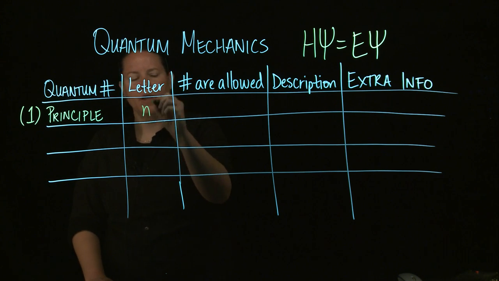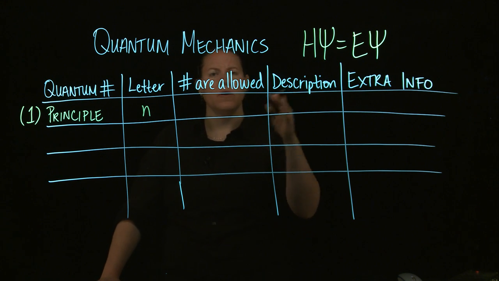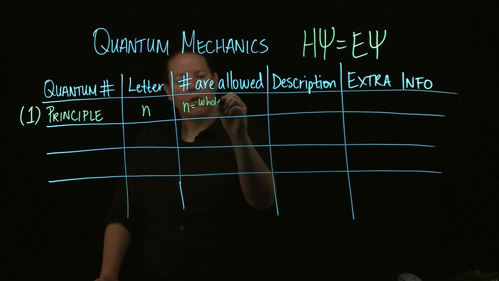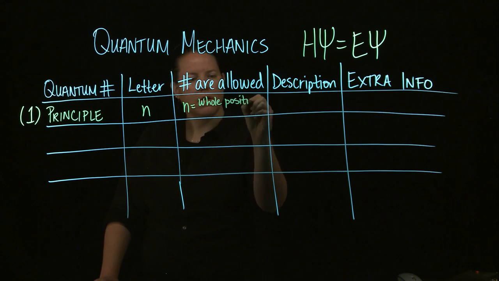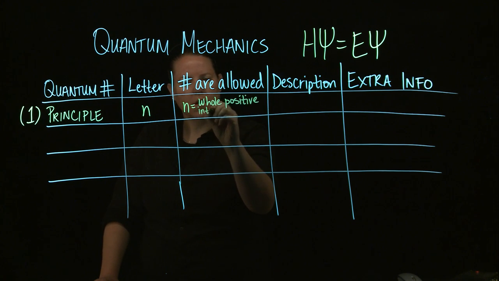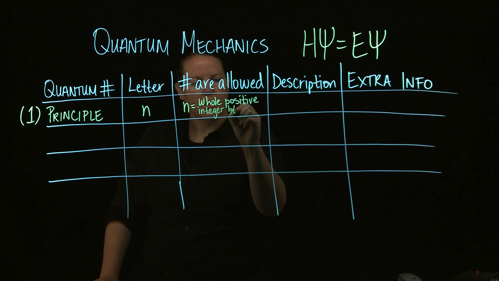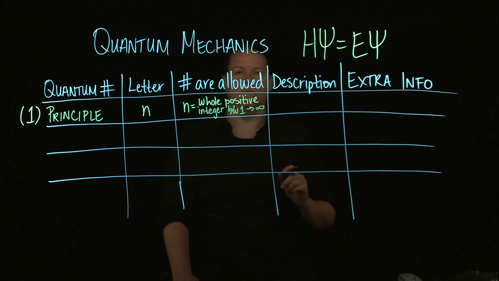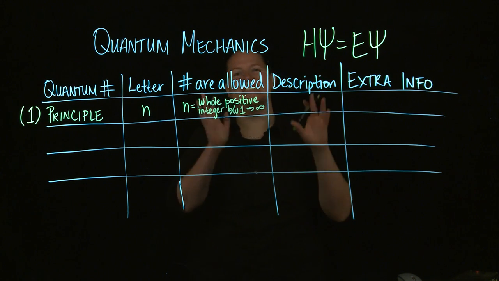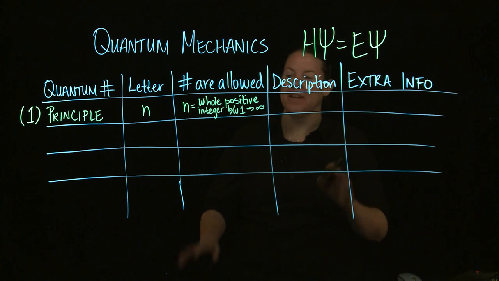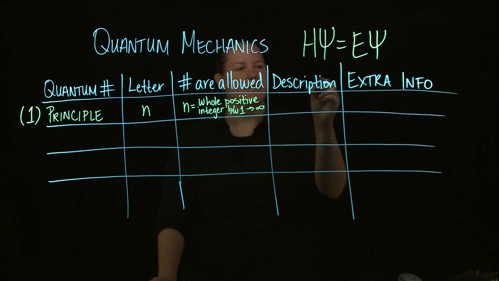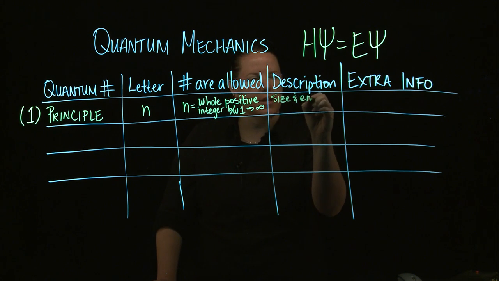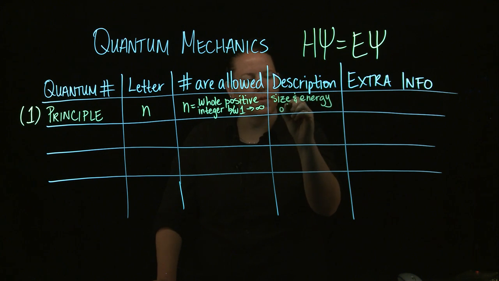It's abbreviated by the letter N. The numbers that can be allowed for this number: N can be a whole positive integer between 1 and infinity. We don't go to infinity, by the way. There's no way you'll ever find infinity on this, but that's what the numbers can be. All right, so the description: this describes the size and energy of an orbital.